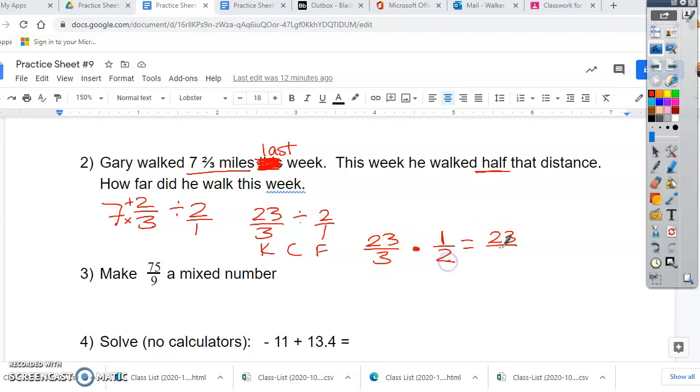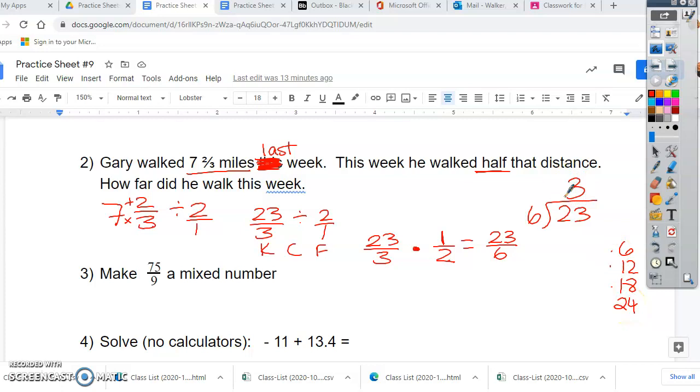3 times 2, 6. This 23 is prime. Okay, I know it's not going to work with 6. So this is improper. So 23 divided by 6. Okay, so 6 into 23. Let's see, 6 plus 6 is 12, plus 6 is 18, plus 6 is 24. That's too big. So it only goes in 3 times.